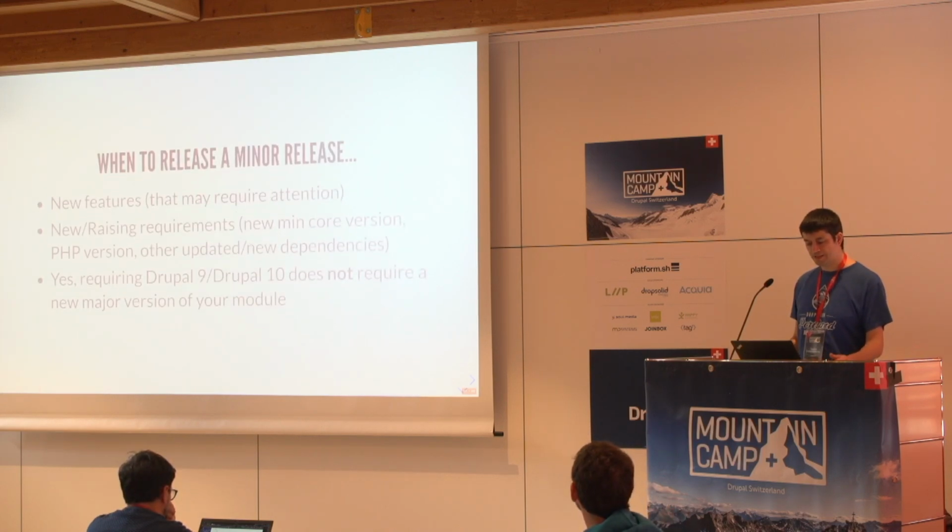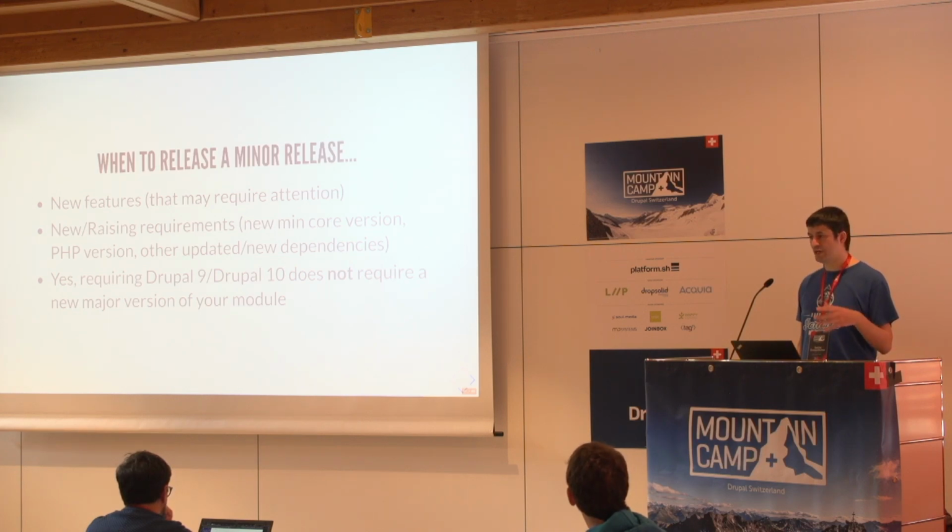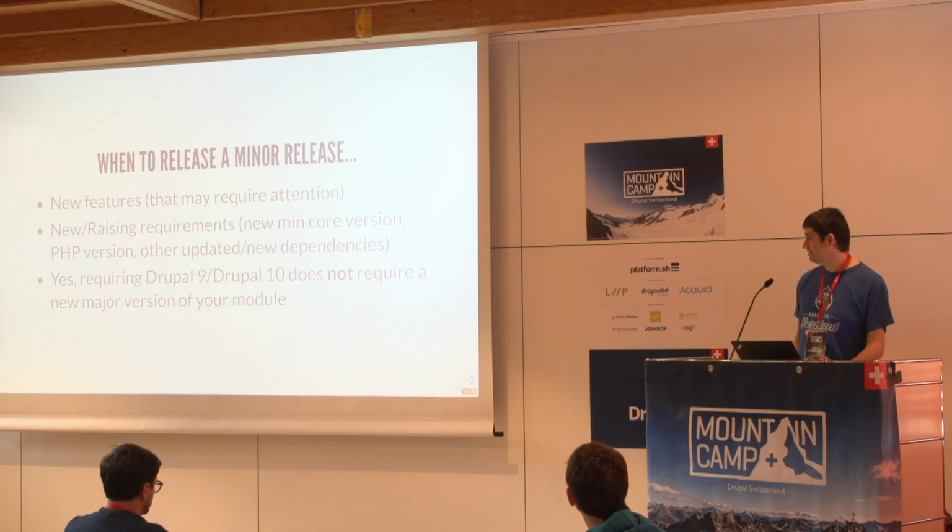Now, when should you release a minor version? Basically, when you have new features, especially if they require user attention. Then you might have a new default setting that users might want to check and confirm works for them. If you change your dependencies, if you require a new Drupal core version, a new version of a different module, a new PHP version, then it makes sense to do a minor release.